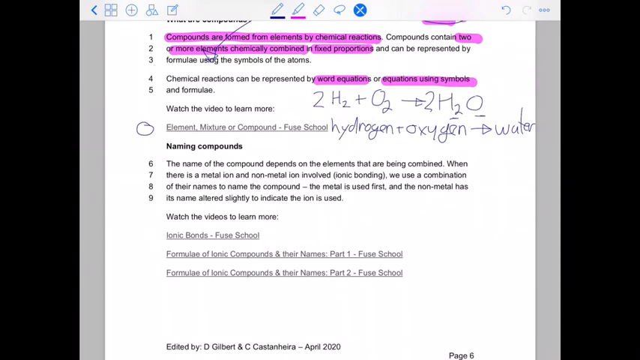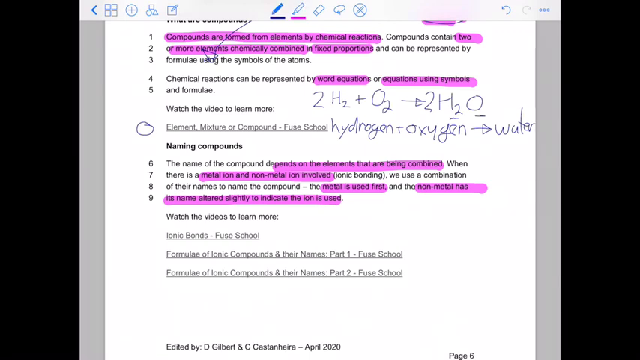So now we're going to go into naming of the compounds and how we give them all different names. The name depends on the elements that are being combined. It usually stems from the names of the elements, though sometimes it is a completely different name. When we have a metal and a non-metal, which we call ionic bonding, we use a combination of their names to name the compound. The metal is first, and the non-metal has its name changed a little bit to show that it is an ion, and it always comes second.